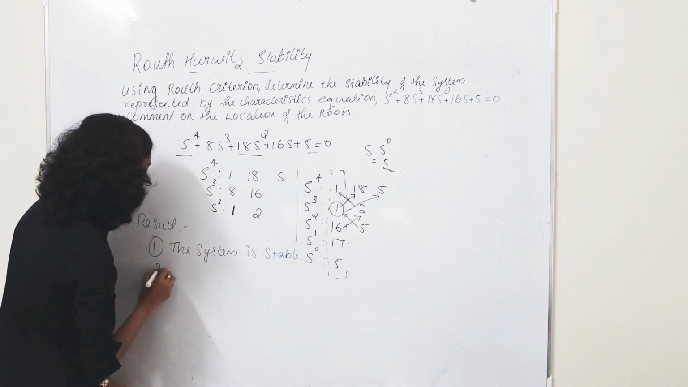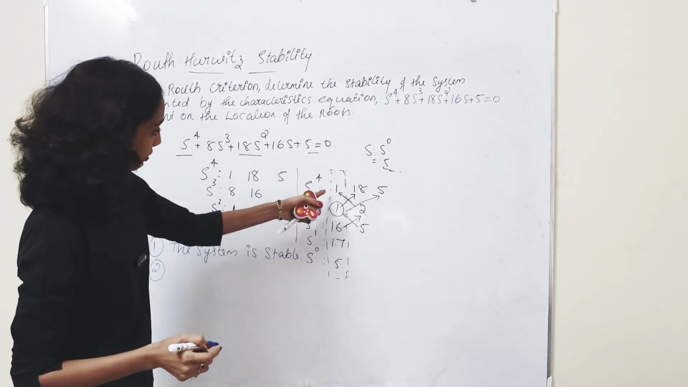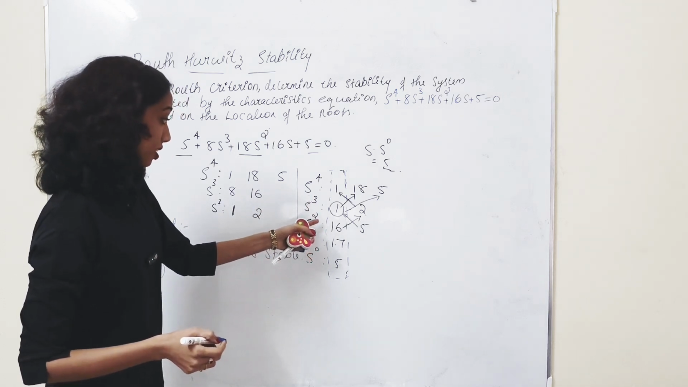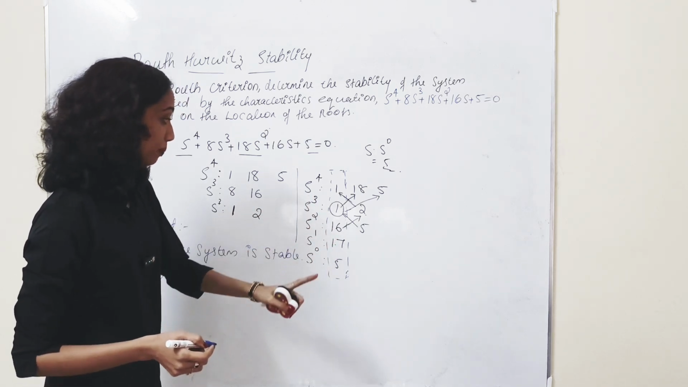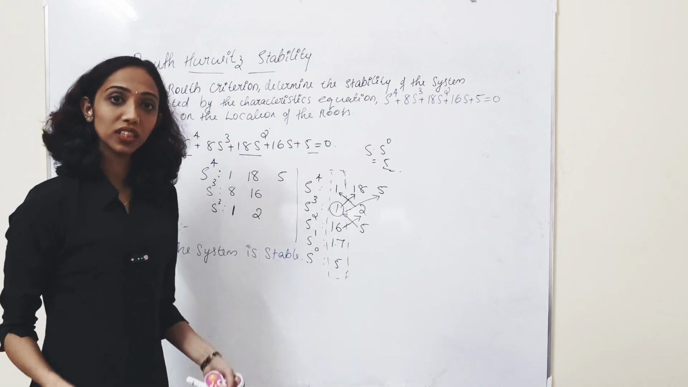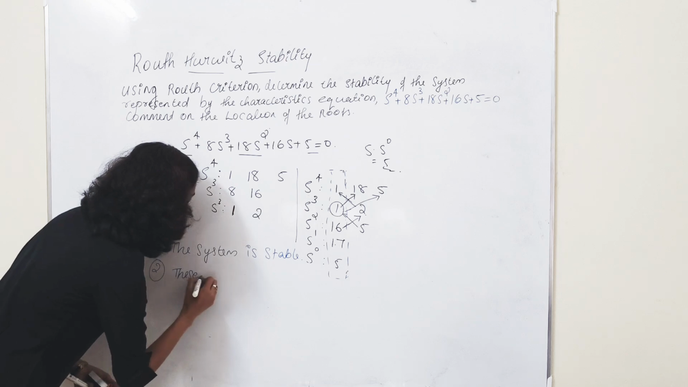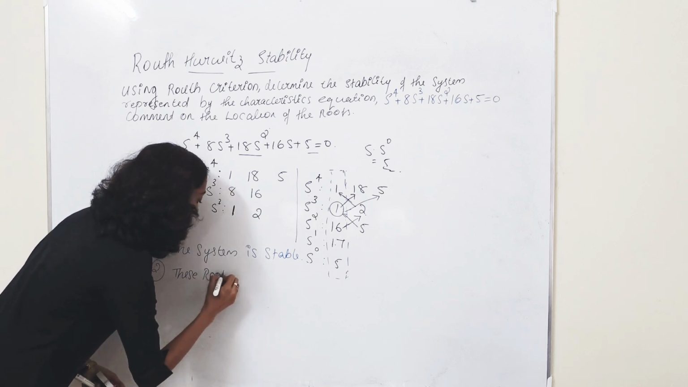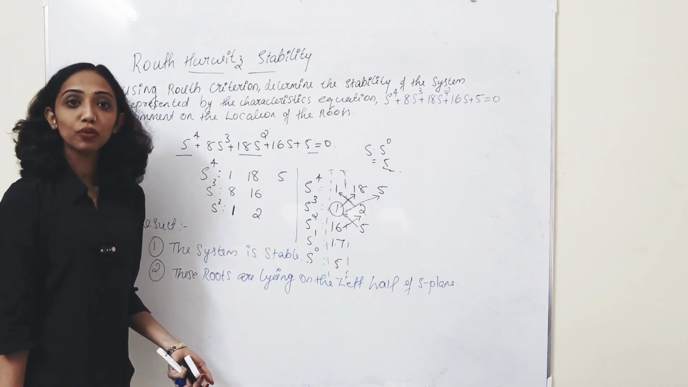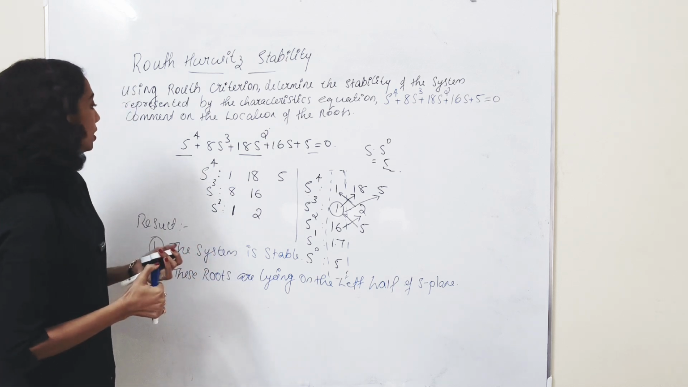Then the second point is all the numbers are positive, right? Here the first number is 1, the second number is again 1, that's s square is 16, s raised to 1 is 1.7, and s raised to 0 is 5. That means all the numbers are positive. Then these roots are lying on the left half of S plane. Okay. This is one of the examples for Hurwitz stability checking or for the stability checking method.